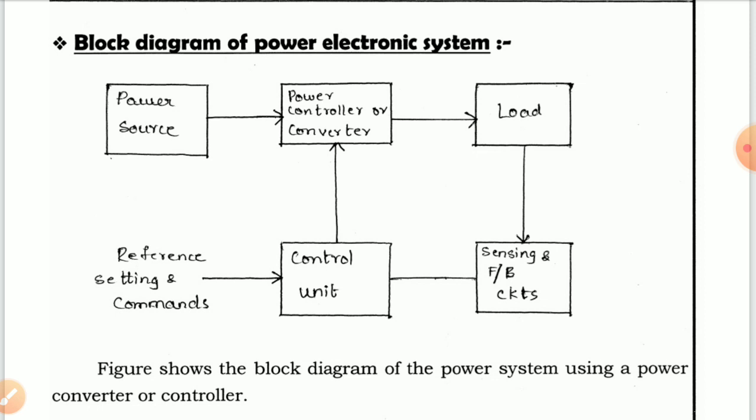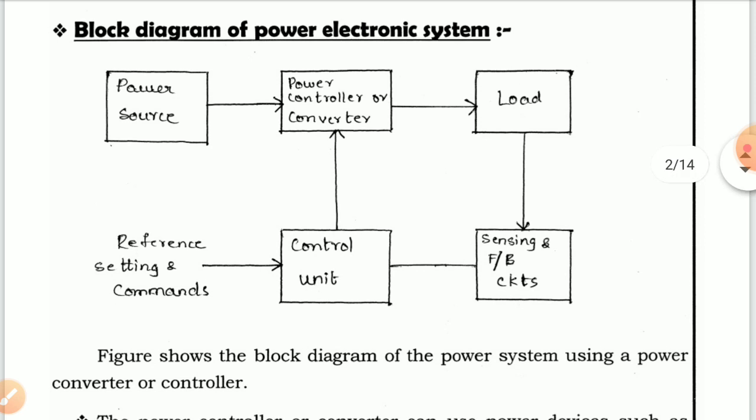The control unit is once again an electronic device. Based on the signal received from the sensing and feedback network, it sends commands to the power converter. Once again the power converter does the necessary conversion and functions. The reference and setting signals are additional signals given to the control unit to monitor the commands from the sensing and feedback circuit.